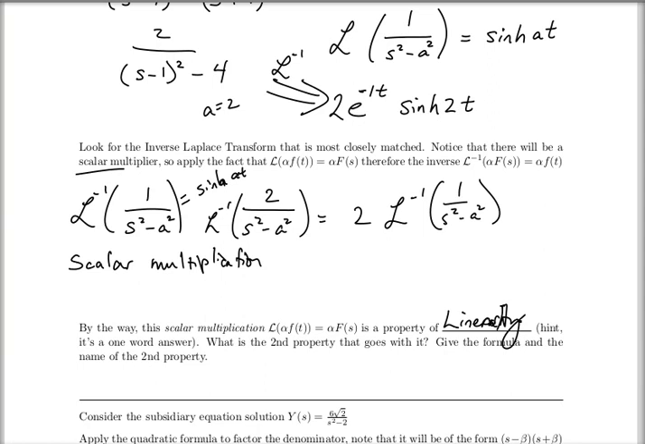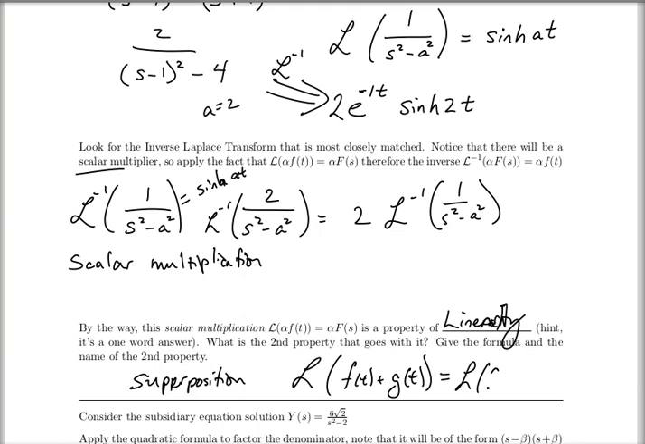Oh boy, can you spell linearity? And what is the other property? The other property is called superposition, which is that L of f of t plus g of t equals L of f of t plus L of g of t, which is equal to F of s plus G of s.